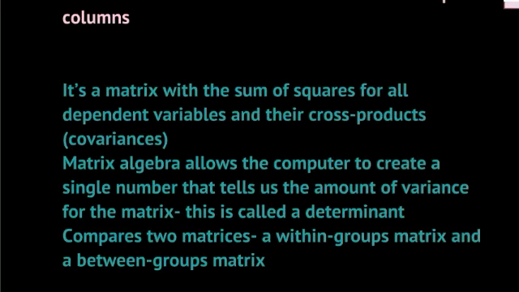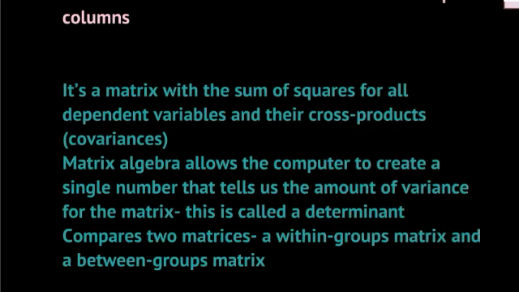So what happens is that you can't just do this with regular algebra. You have to use matrix algebra to allow the computer to create a single number to tell us if the amount of variance for this matrix of data with rows and columns and more than one dependent variable is different. This single number is called a determinant, all right? So once in a while, someone might give you the determinant score for their MANOVA, and you would know what that is. You would know that that's actually some composite score of the entire matrix.